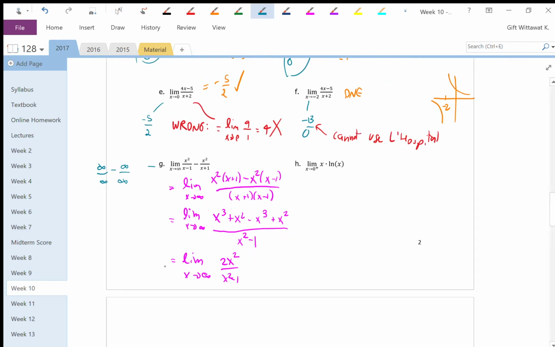Now then, you can find the limit when x goes to infinity. I'm actually going to get infinity over infinity. So this is not too bad. I can now use L'Hopital's rule. You can simplify it using the basic method, but let me use L'Hopital's rule here. Derivative of the top, that's going to give me 4x. Derivative of the bottom, that's going to give me 2x. 4x over 2x, that's going to give me just 2. So that's going to be my limit here.